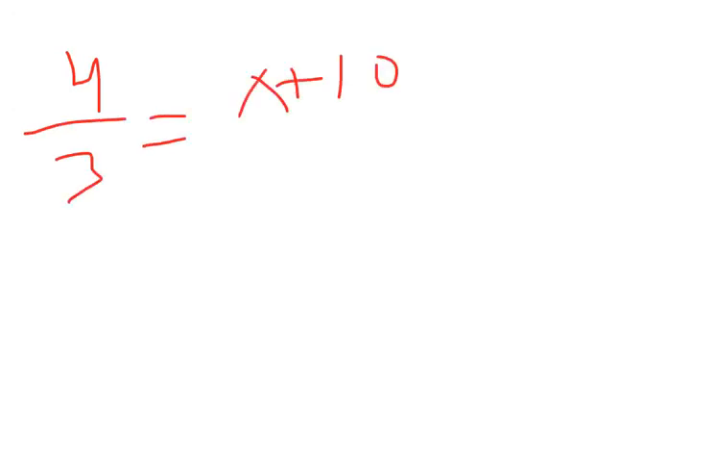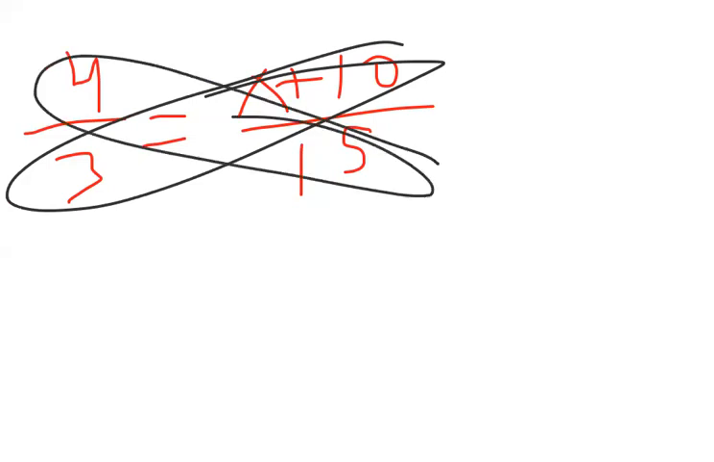All right. Let's do this. 4/3 equals x plus 10 over 15. All right, let's do cross multiplication again. So you have this and this. So then you have 15 times 4. So that would be 60 equals 3.